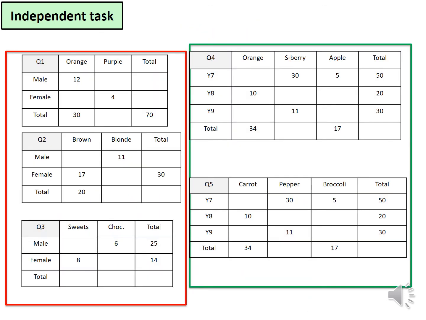So Yuri, what I would like you to do is to choose 2 from the red, complete 2 from the red, and do at least 1 from the green. Once you have finished, can you please upload an image of your solutions onto ClassCharts? If you have any questions, message a member of staff on ClassCharts, and good luck.